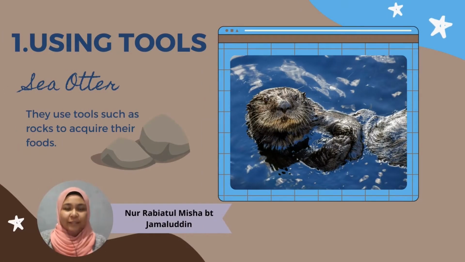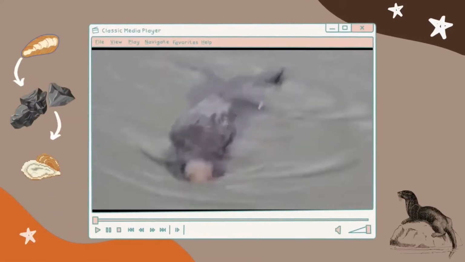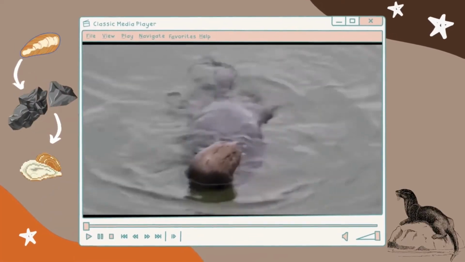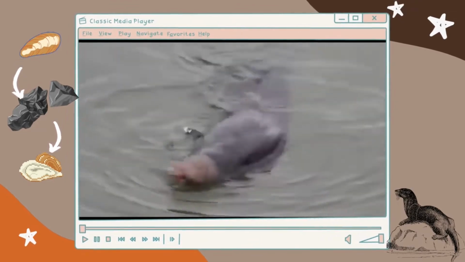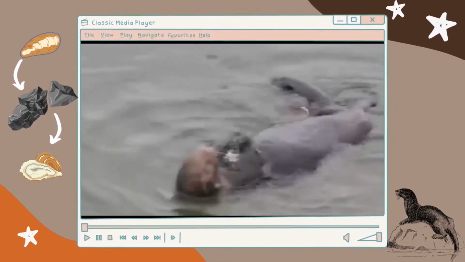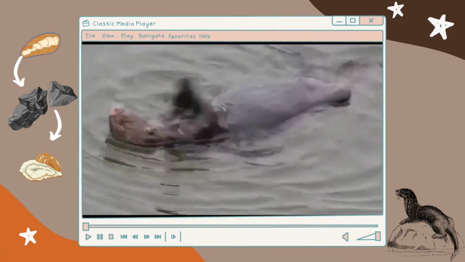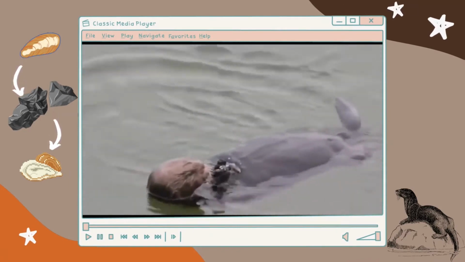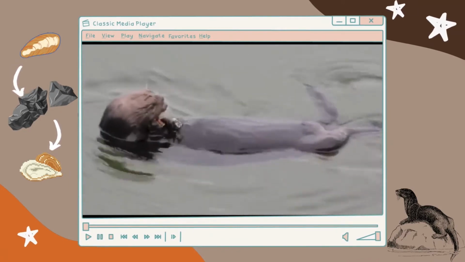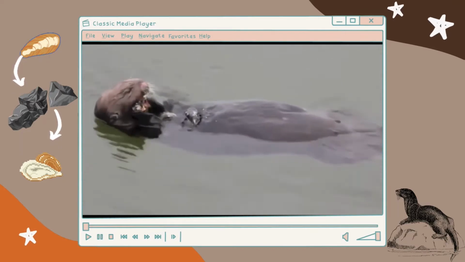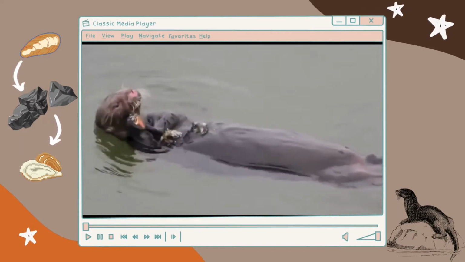They use tools such as rocks to acquire their foods. This is a footage of a sea otter sighted by a fisherman, and it is trying to eat a mussel. The sea otter holds a rock on its chest and knocks the mussel on the rock to crack the hard shell to acquire the flesh of the mussel.